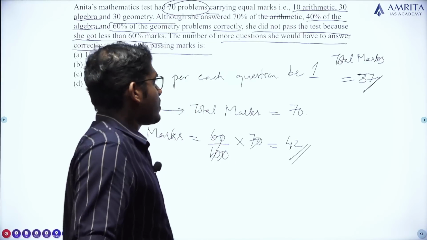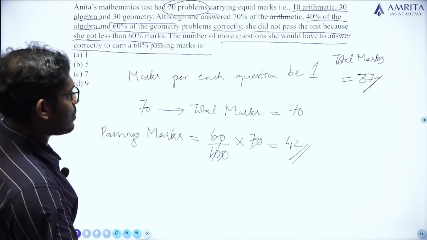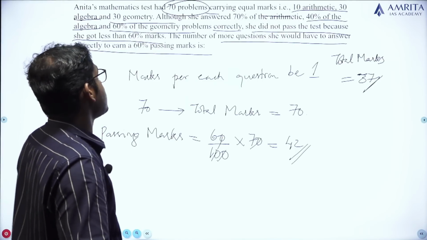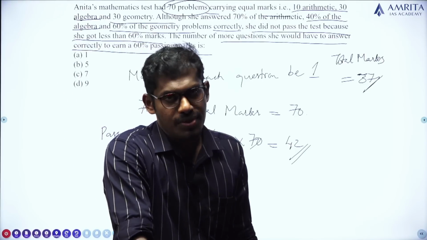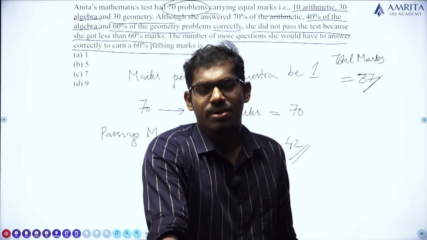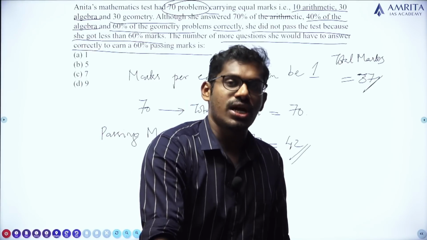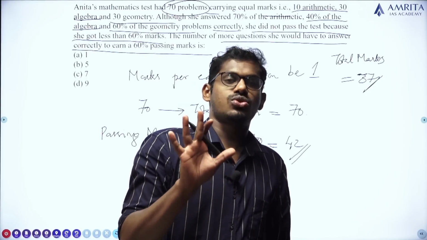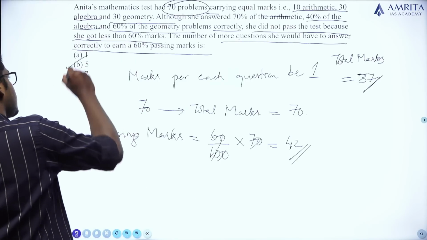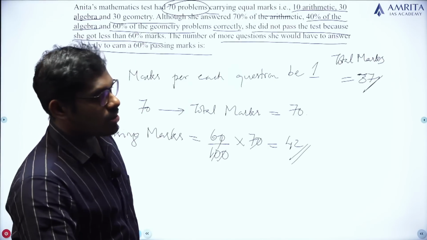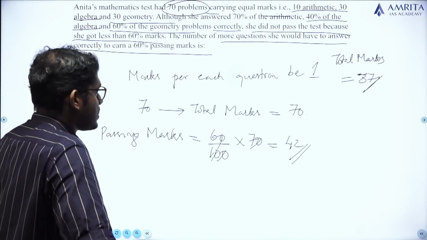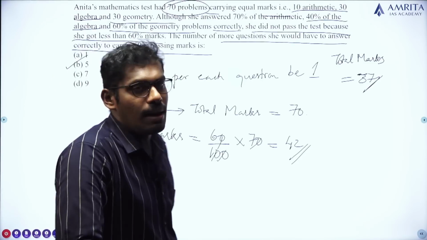Clear? Okay. The question asked here is the number of more questions she would have to answer correctly to earn a 60% passing mark. In order to pass the exam, she needs 42 marks. Currently, she has 37 marks. So additionally, she has to answer 5 questions correctly. So the number of questions to be answered correctly in order to pass the exam is 5. The answer for the question is option B.